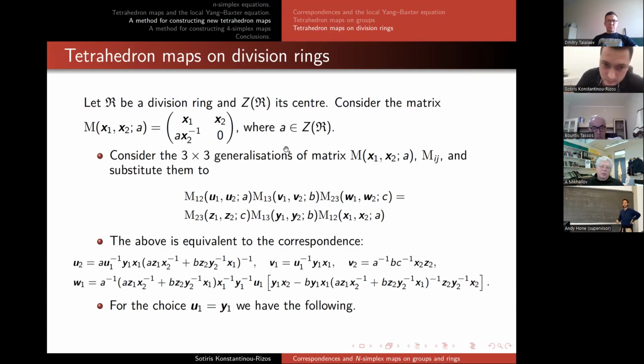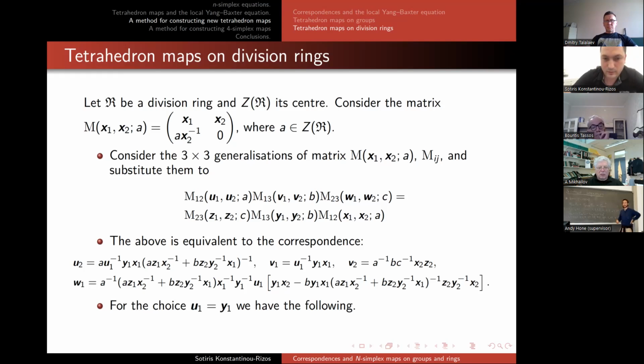And we consider the 3 by 3 generalization of this matrix in the way we explained before, and substitute them into the local Yang-Baxter equation. Again, this local Yang-Baxter equation is equivalent to the following correspondence. Here U1 is your free parameter. So the question arises as to whether for particular choices of U1 you can get tetrahedron maps.